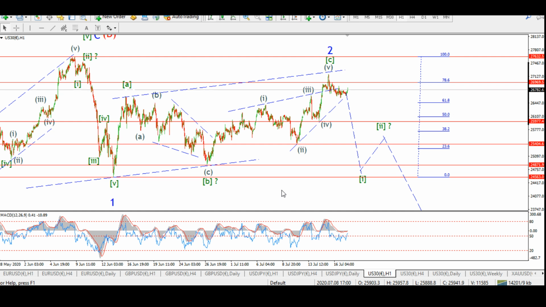Do we get another decline next week to begin a third wave down? Boy, wouldn't I love to be able to just put my finger on that.